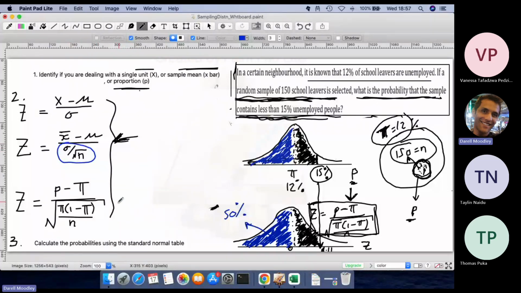If you're dealing with proportion, option 3 here, the third formula, then your standard error is whatever's in the denominator, which is this entire thing here. That's your standard error. That's as simple as it is. The standard error is the denominator.